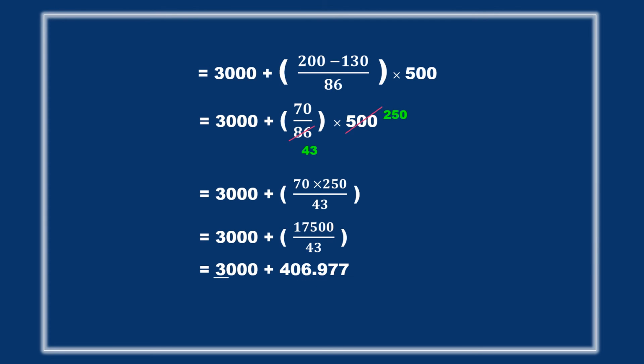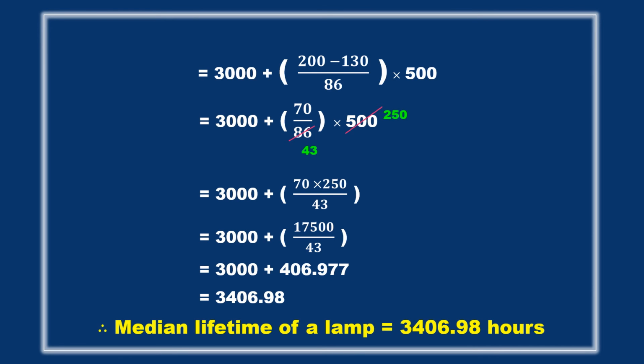After that, do the addition because there is a plus symbol between them. So I'll get 3406.98. I wrote the approximate value 98 instead of 977. So this is your median lifetime of a lamp, which is 3406.98 hours. As it is lifetime, he gave it in hours, so I indicated the units as hours.